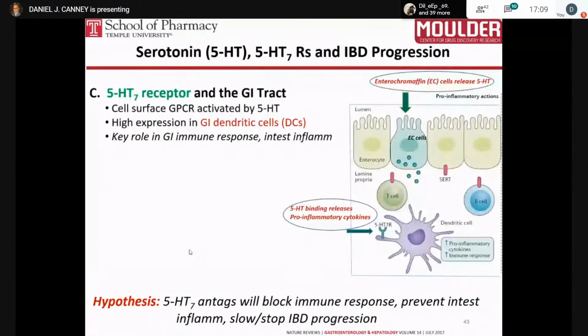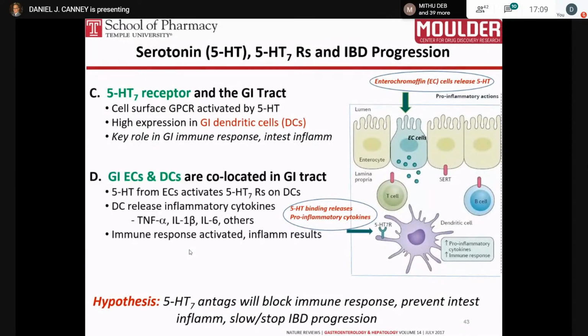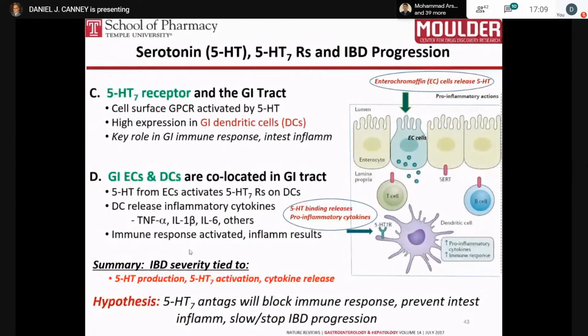So the 5-HT7 receptor is also present in the GI tract, and it is a GPCR that's of course activated by serotonin. But the interesting thing is that it's highly expressed in dendritic cells in the GI tract, right? And due to that, some people have looked at the possible role of 5-HT7 in the immune response in the GI tract, and come up with some pretty interesting results, and I'll talk more about that in a minute.